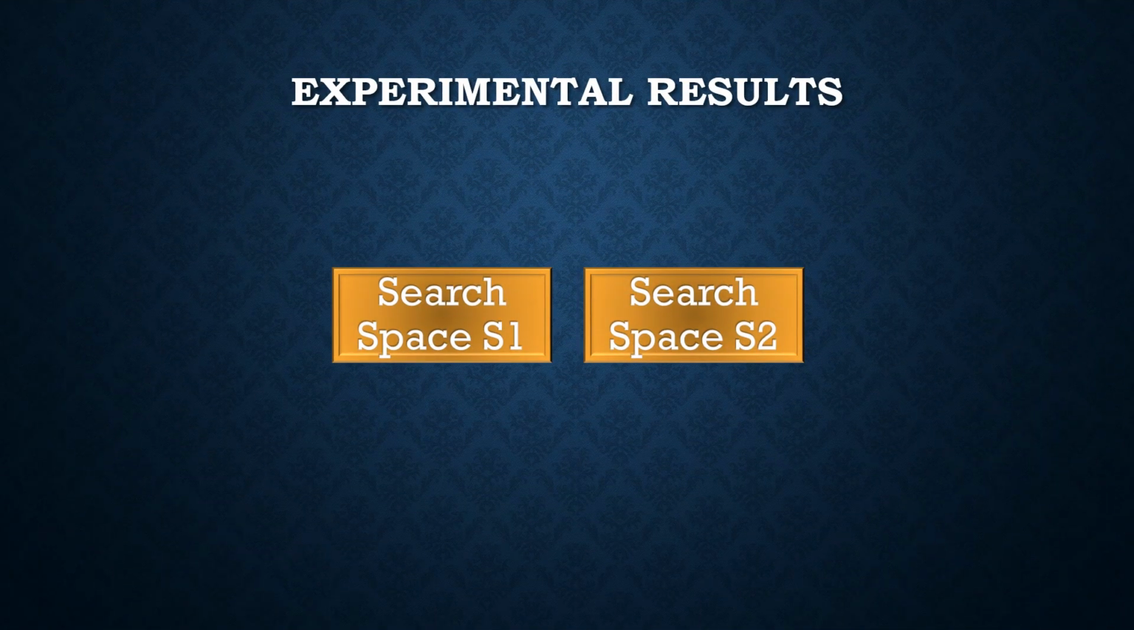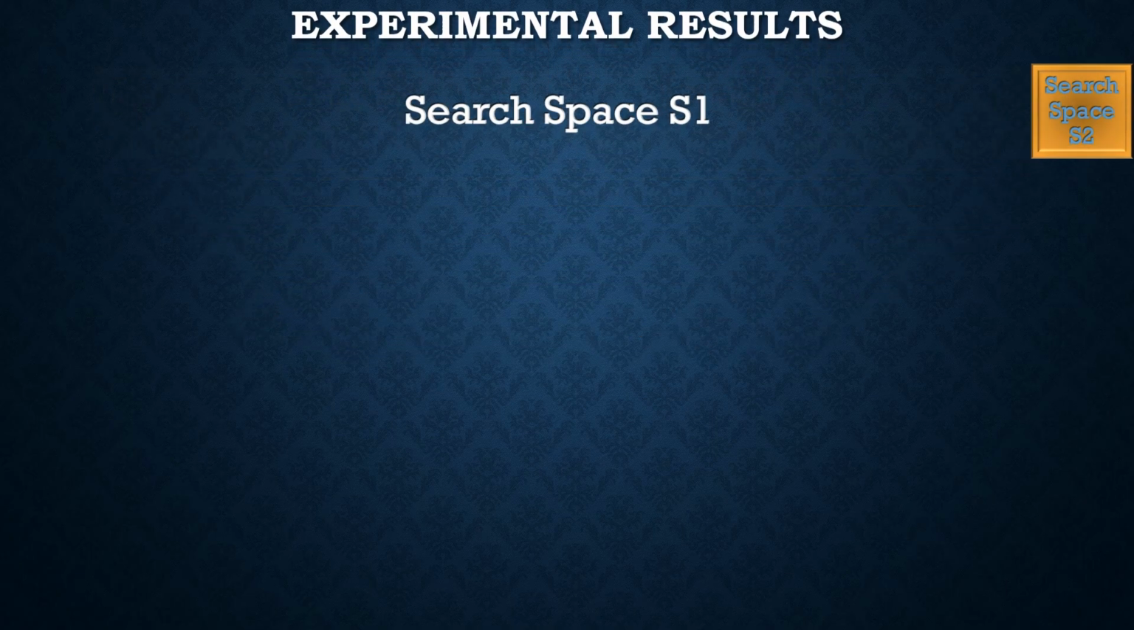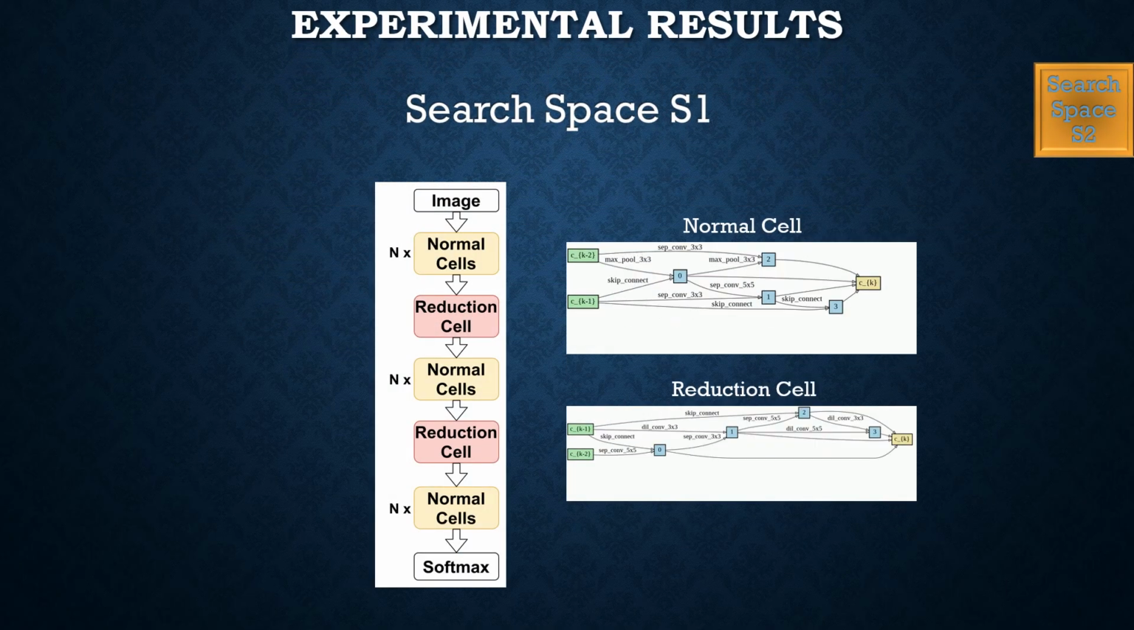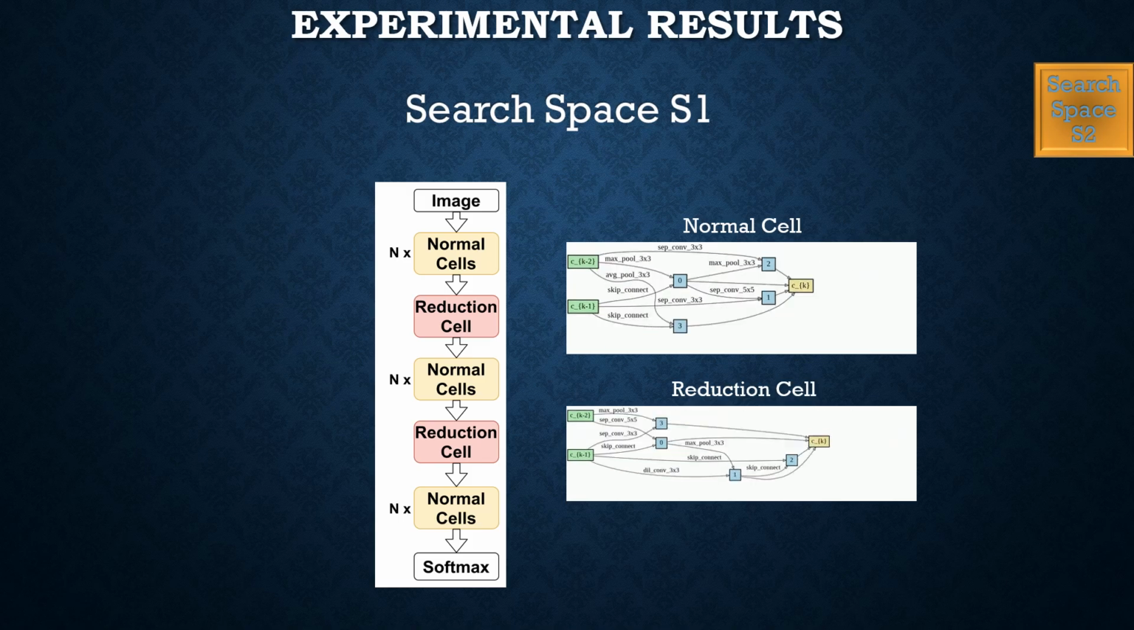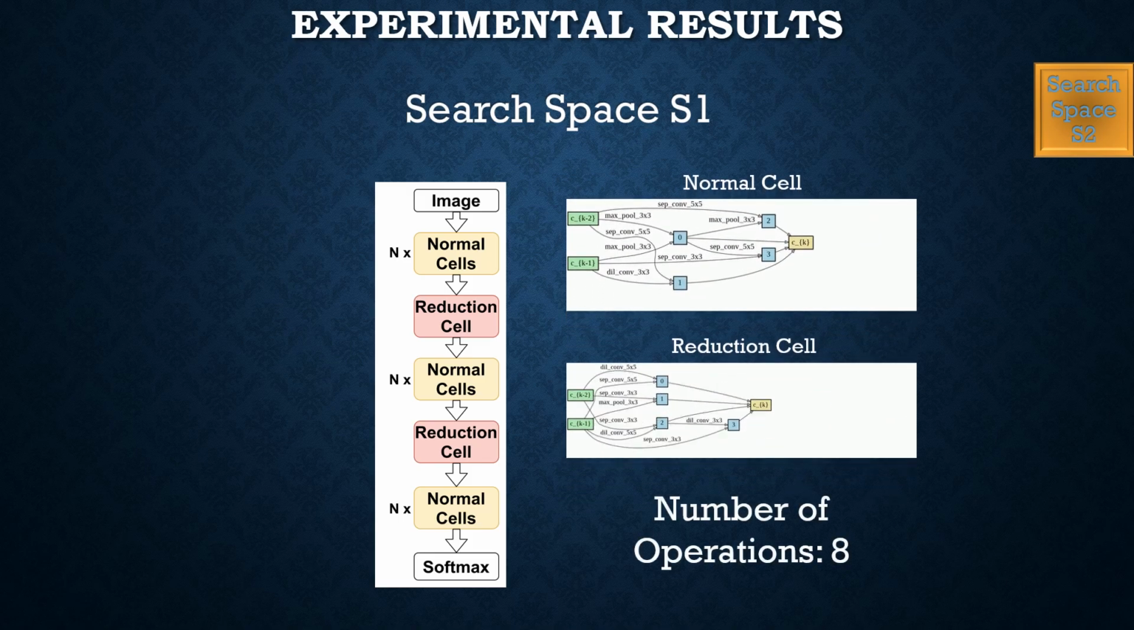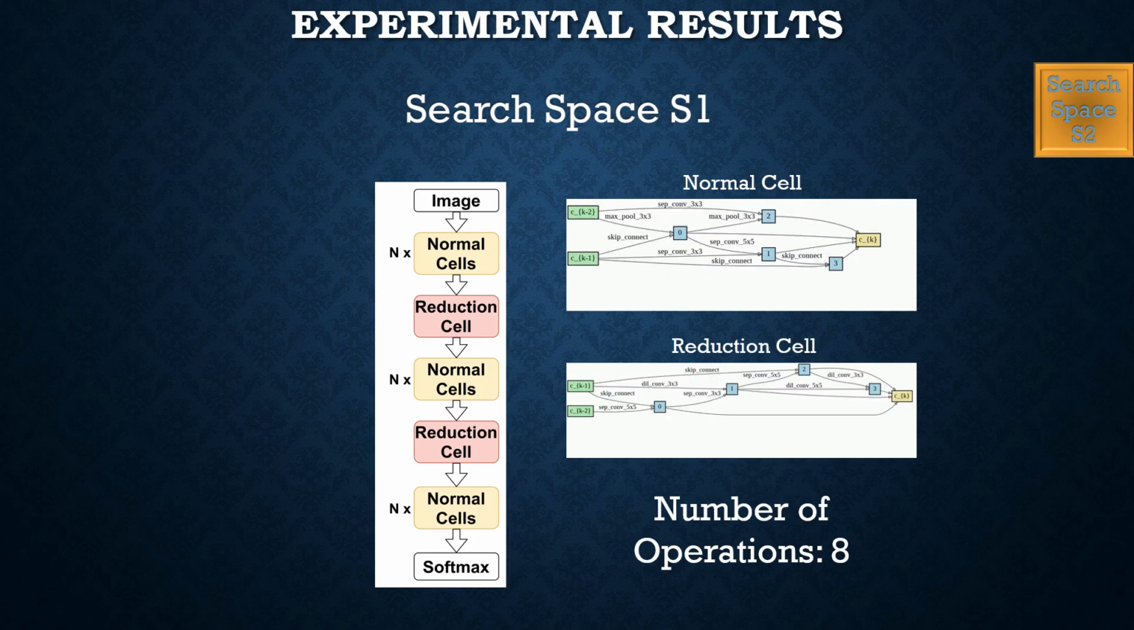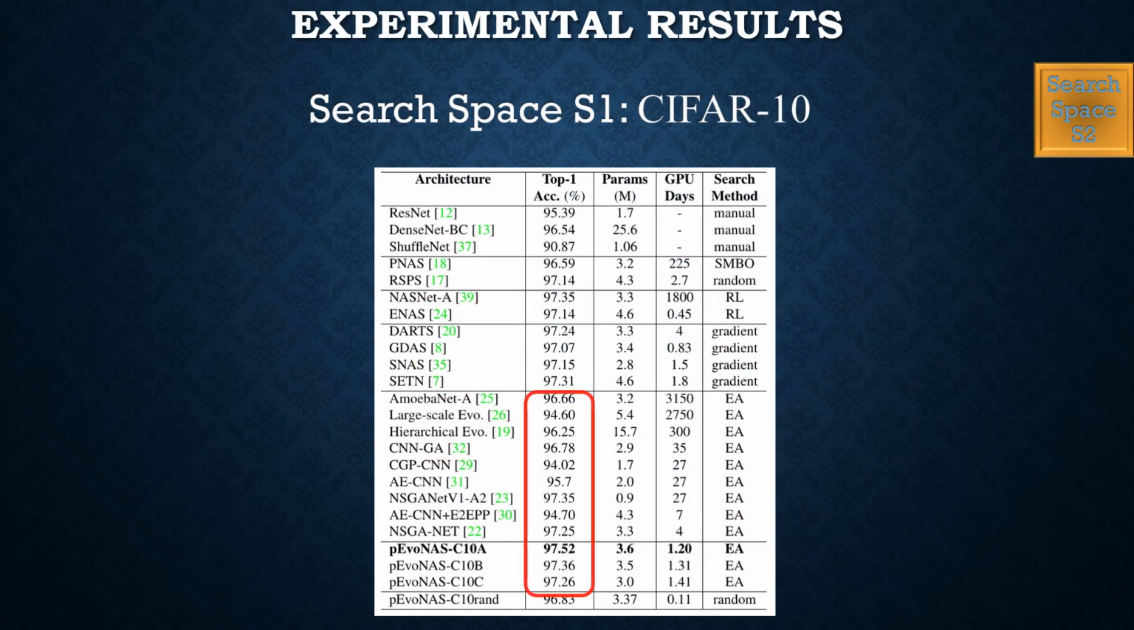We apply our method to two different search spaces, S1 and S2. In S1, we search for both normal and reduction cells. And there are 8 different operations in the search space. We search the architecture on CIFAR10. The results are given in terms of test accuracy, so higher the value, better it is. As is seen here, on comparing to previous evolution-based methods, our method outperforms them. This is achieved while using significantly less computational resources.